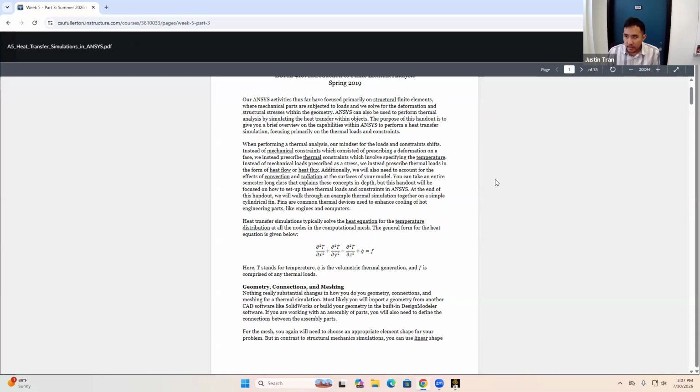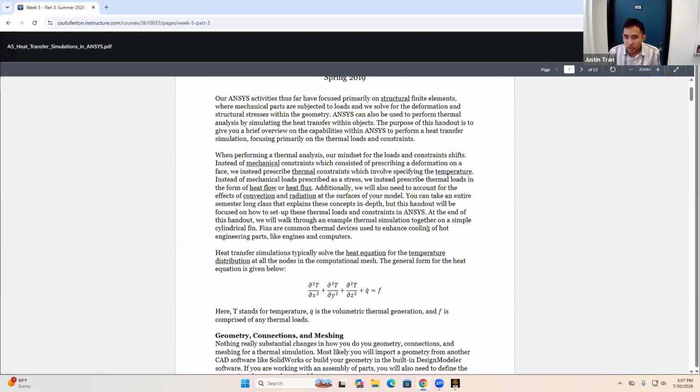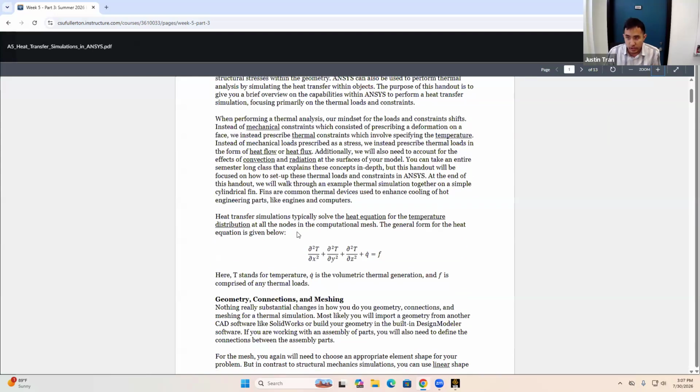All right, so the main thing to know with a thermal simulation is that we are going to be solving what's known as the heat equation. This is one form of the heat equation. It's basically the second order derivative of temperature with respect to each of the Cartesian directions: partial squared T partial x squared plus partial squared T partial y squared plus partial squared T partial z squared, plus q dot, which is a thermal forcing and/or thermal generation, and is equal to F, which is a thermal forcing. Okay, so what ANSYS is going to be doing is solving this equation internally for the temperature distribution in your geometry.